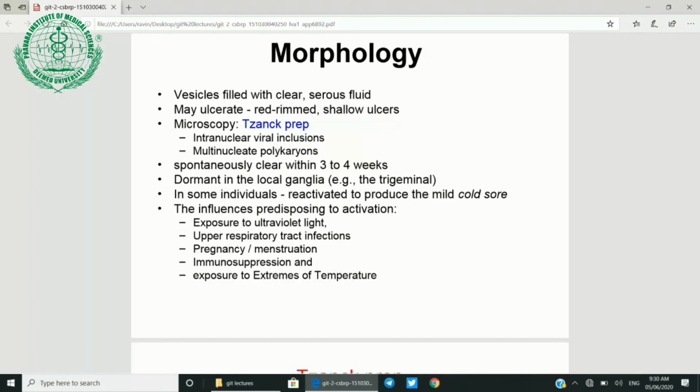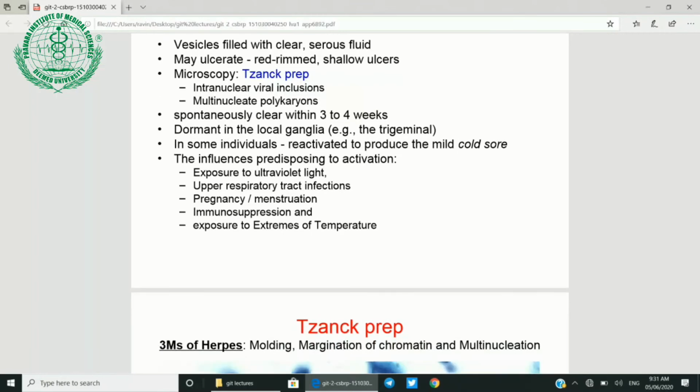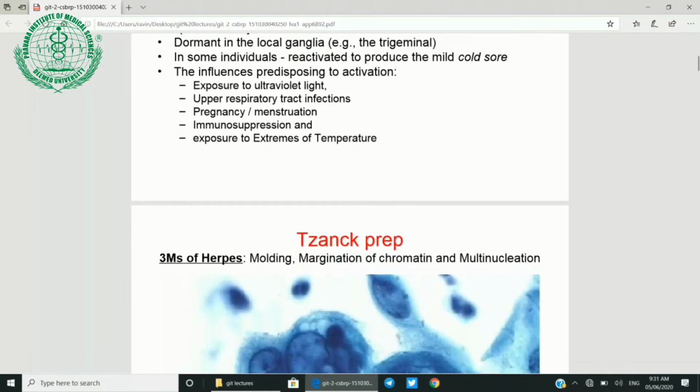In some individuals whose immunity is low or weak, the virus may be reactivated to produce mild cold sores. So what are the things that may predispose to activation of this virus again? Exposure to ultraviolet light, an upper respiratory tract infection, pregnancy, menstruation, immunosuppression, exposure to extreme temperature. Suddenly this virus is reactivated. Otherwise it is lying dormant in the local ganglia.